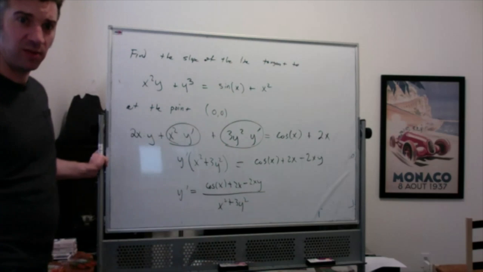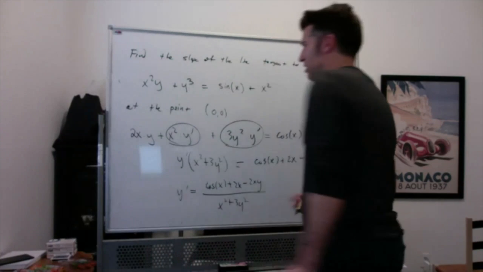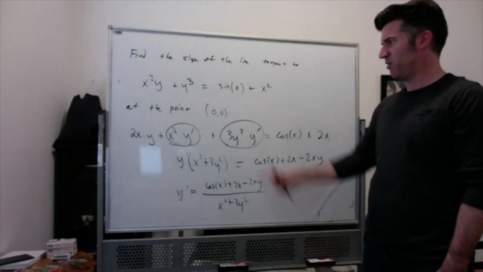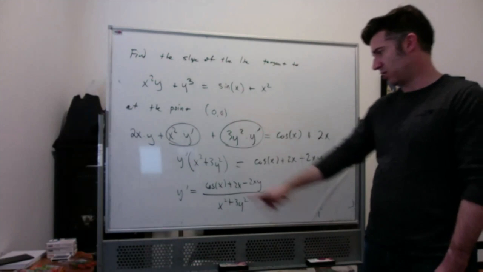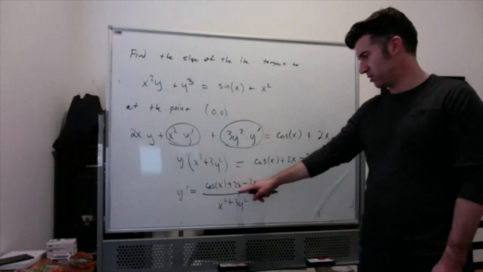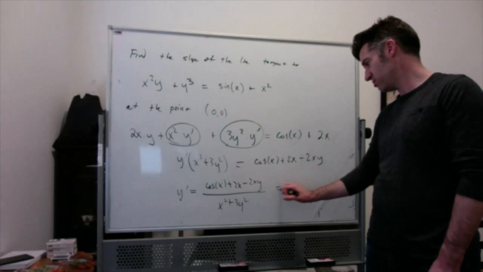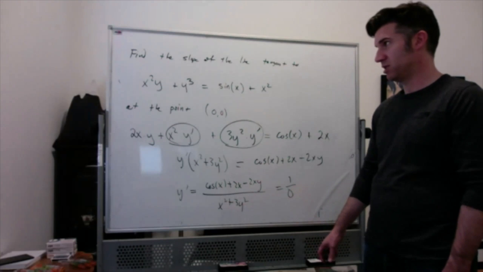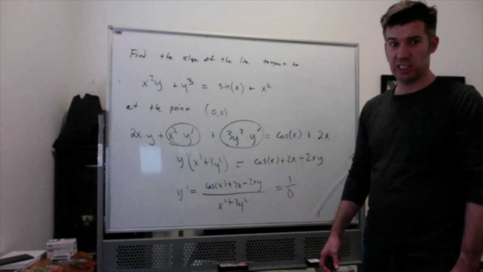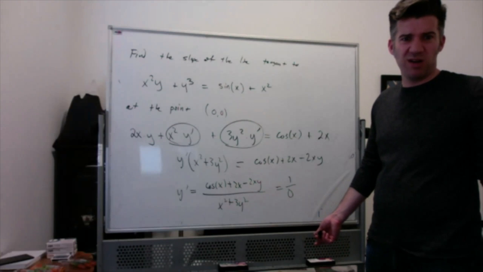And now we're a little bit worried because I wanted to find the slope of the tangent line at that point there. If I plug in 0, 0, what do I get? Cosine of 0 is 1, plus 2 times 0, minus 2 times 0. I get 1 on top. And on the bottom, I get 0 plus 0, which is 0. What does it mean? My slope is 1 over 0.